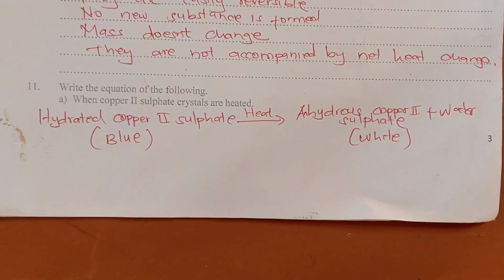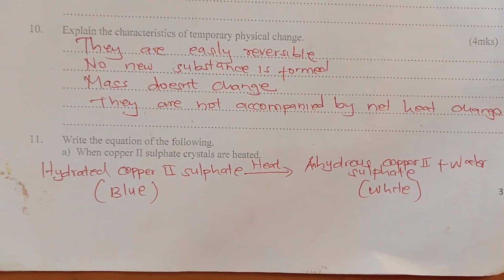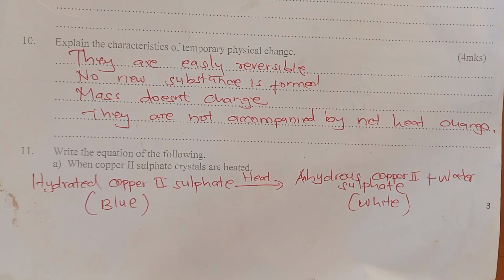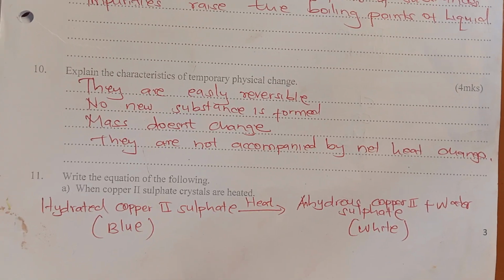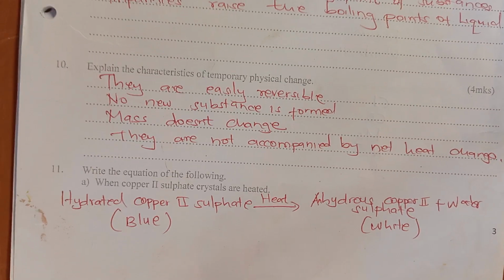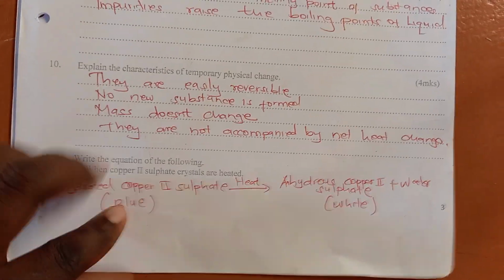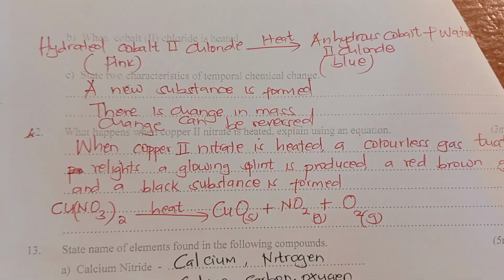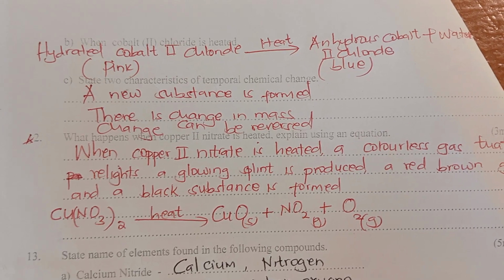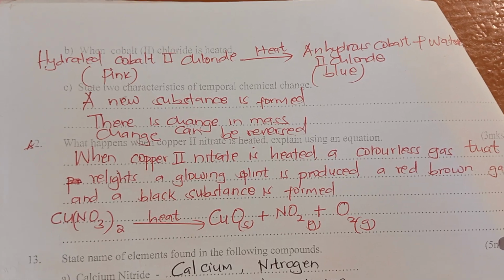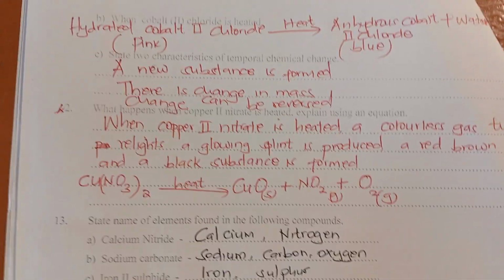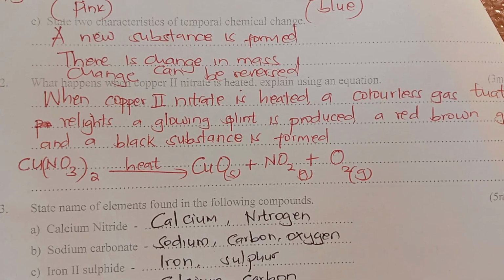Write the equation for the following reaction when copper 2 sulfate crystals are heated. Of course, hydrated copper 2 sulfate, which is blue, when it is heated, it turns into anhydrous copper 2 sulfate, which is white, plus water of crystallization is released. Then you are supposed to answer when cobalt 2 chloride is heated. Of course, hydrated cobalt 2 chloride, once it is heated, it gives anhydrous cobalt 2 chloride, which is blue, and water.